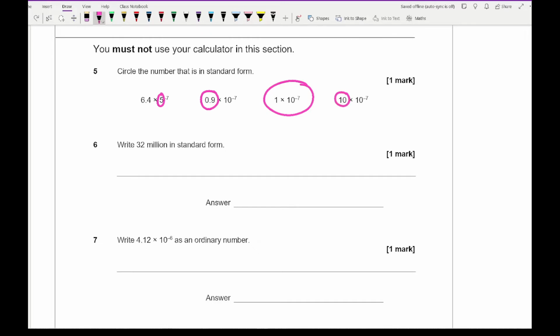Question 6 says write 32 million in standard form. Now million has got 6 zeros, so it's 32 with 6 zeros. Then we need to write this in standard form, so that's going to be 3.2 times 10, and counting the decimal points, 1, 2, 3, 4, 5, 6, 7, and there is our final answer.